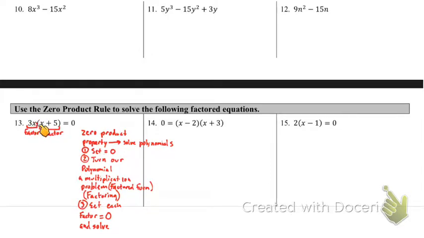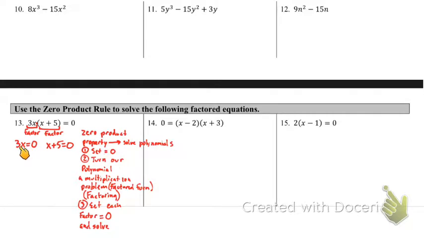You're going to take each factor and put it equal to 0. So my first factor, my first guy that's multiplying, is 3x. We're going to put him equal to 0. The next guy that's multiplying is x plus 5. And we're going to put him equal to 0. And if you notice, you have 2 equations. You have the first equation, second equation. And all we're going to do now is solve it.